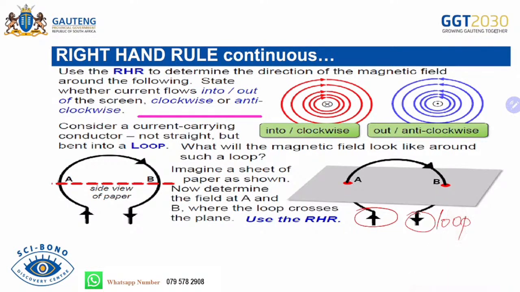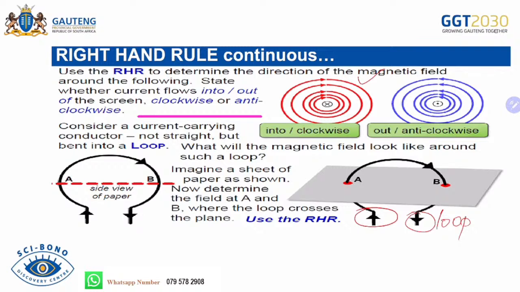To find the direction of the magnetic field, again, we use the right-hand rule, right? So where the current is in, remember, we represent that by a cross, not the dot. The cross represents the current in, and then the dot represents the current out. So if you check this side, the current is in.